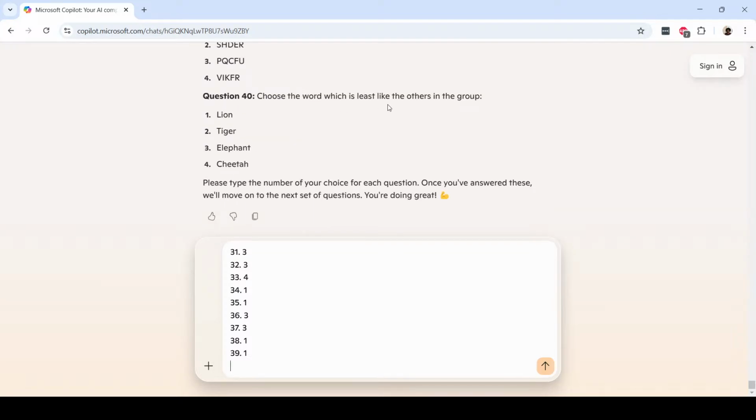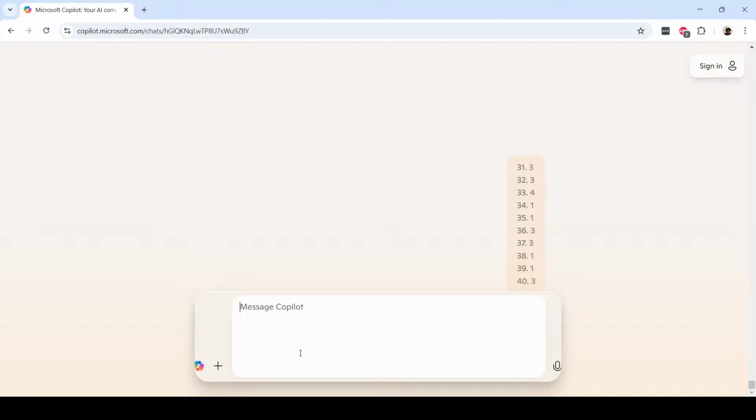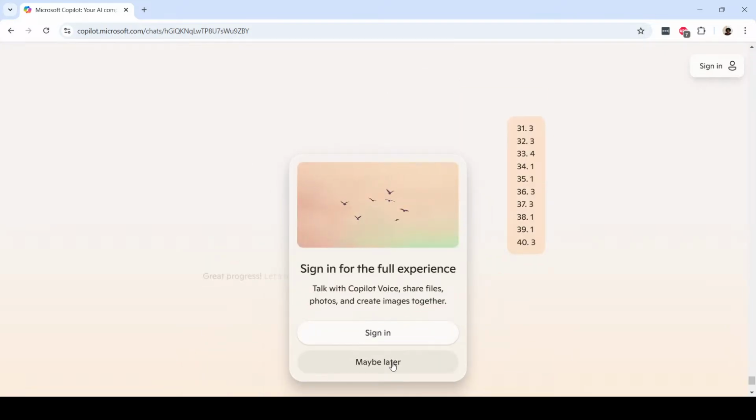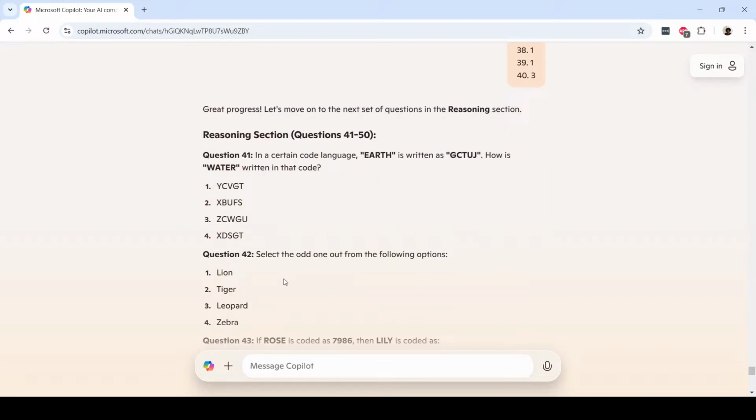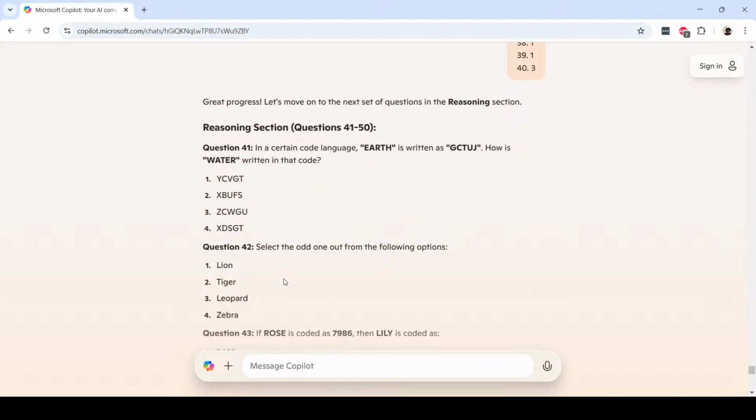Choose the word which is the least like the others in the group. So lion, tiger, elephant and cheetah. Okay, so lion, tiger and cheetah are wild animals or kind of, and elephant is our cute animal. Maybe later. And now the last 10 questions.